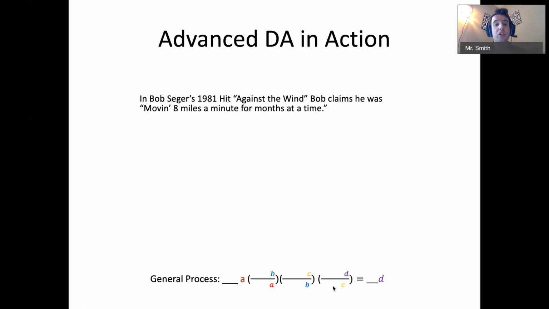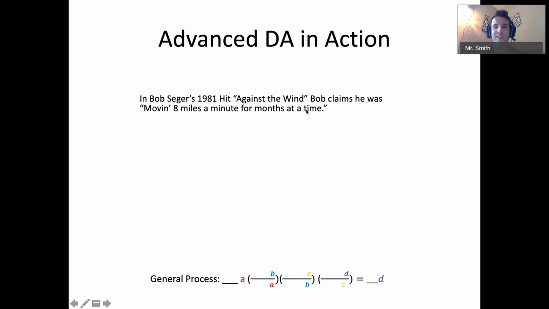Anyways, here's a problem that I love doing. I used to throw this on the test as a little extra credit question. This is a problem I thought of back when I was your age, just because I was a nerd like that. I really loved DA back in the day. Still do, realistically. But this is true. If you've ever heard the song Against the Wind by Bob Seger, he claims that he was moving 8 miles a minute for months at a time.